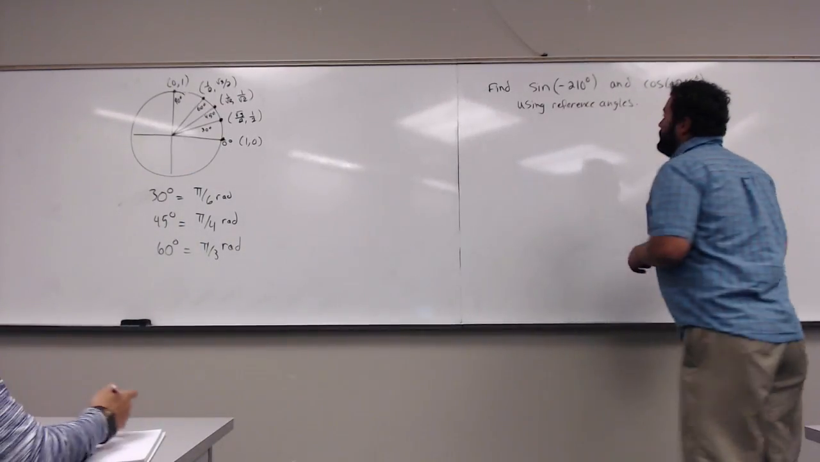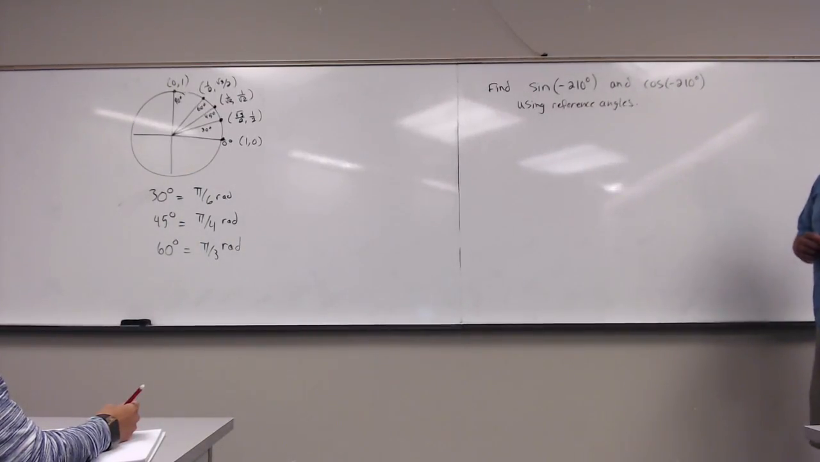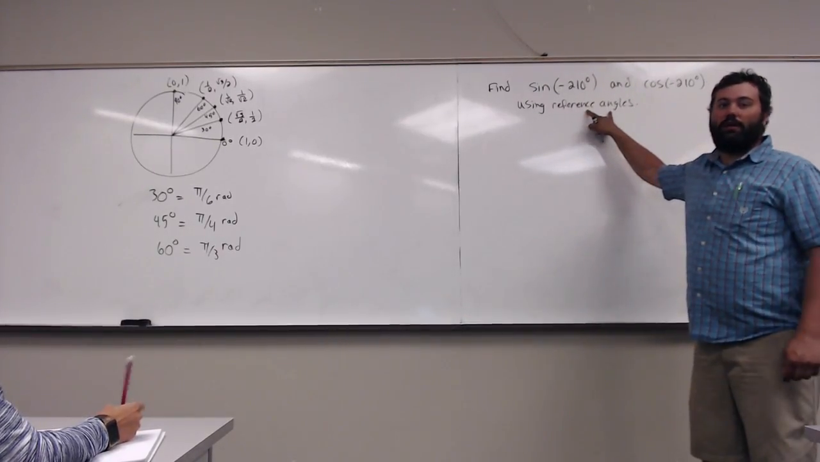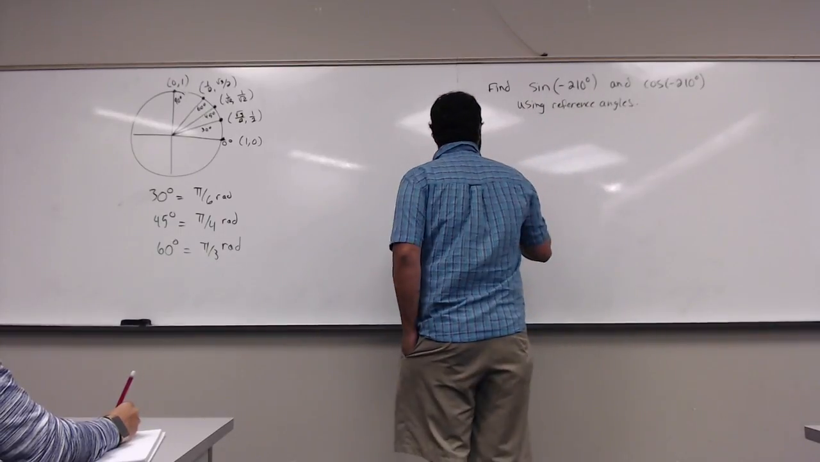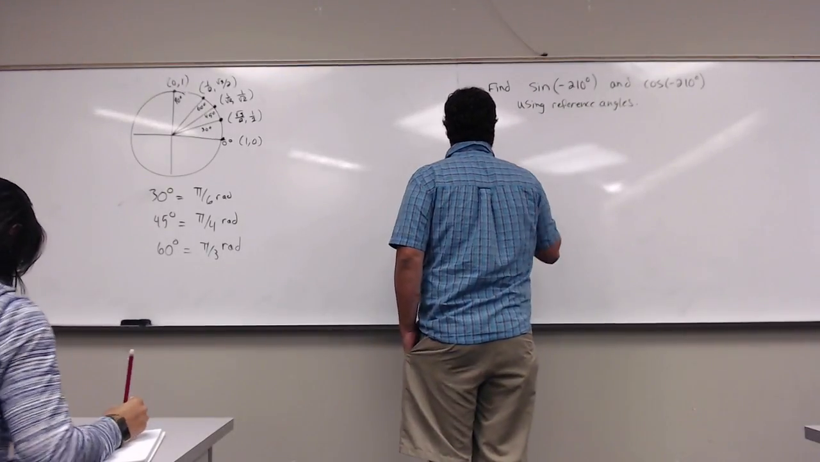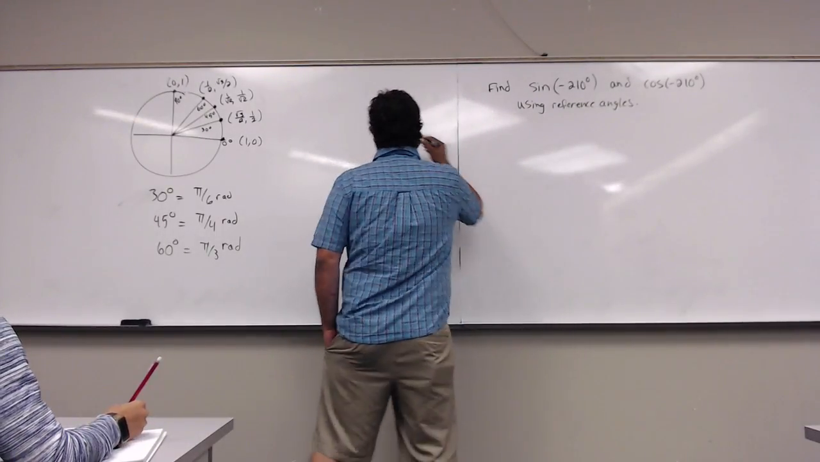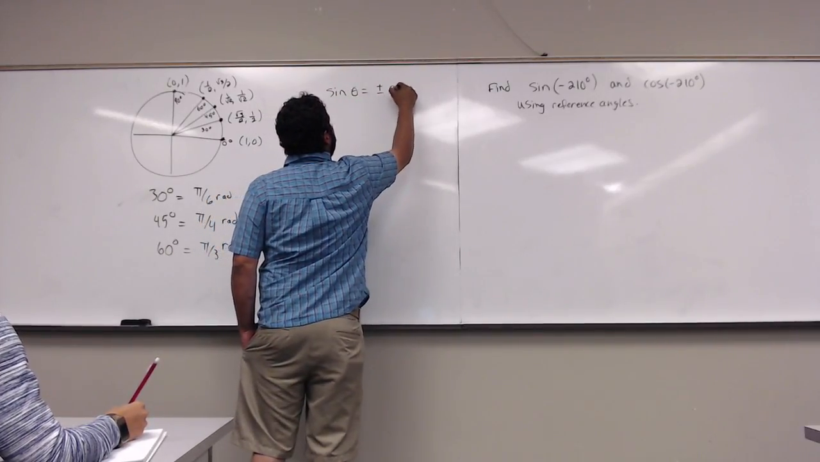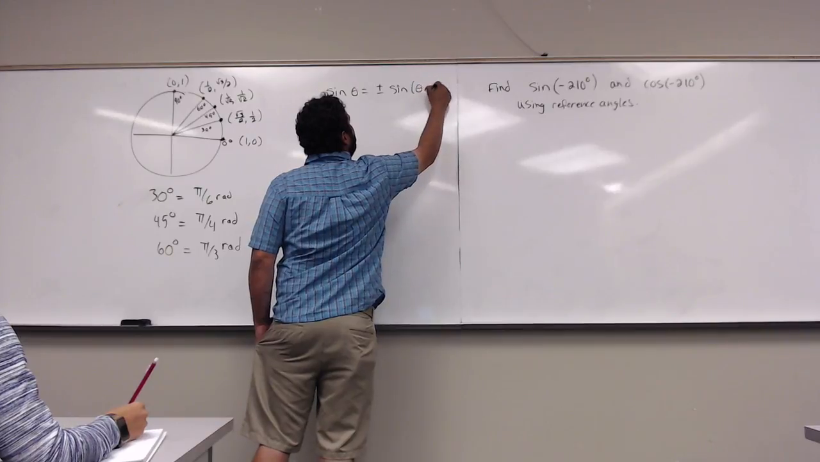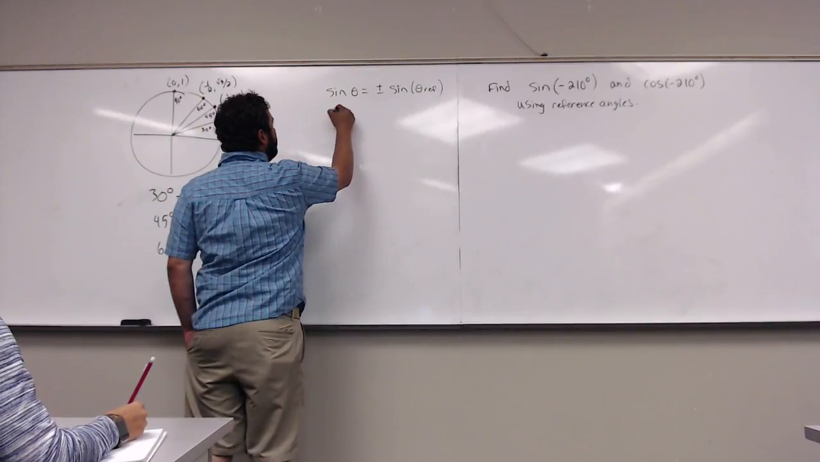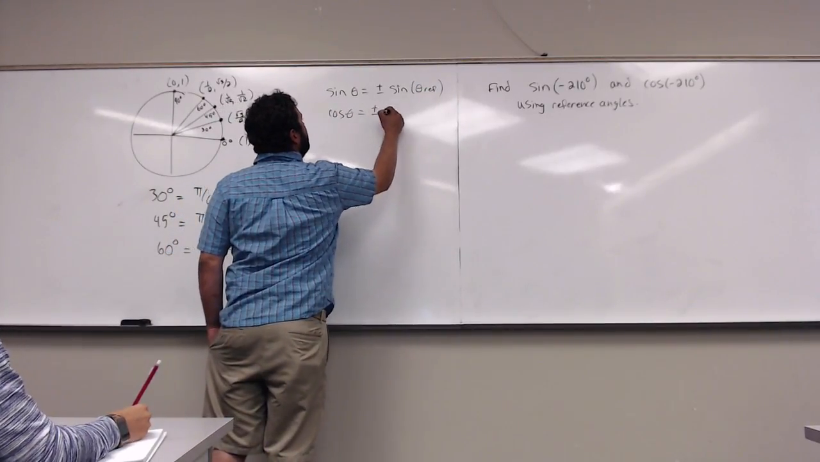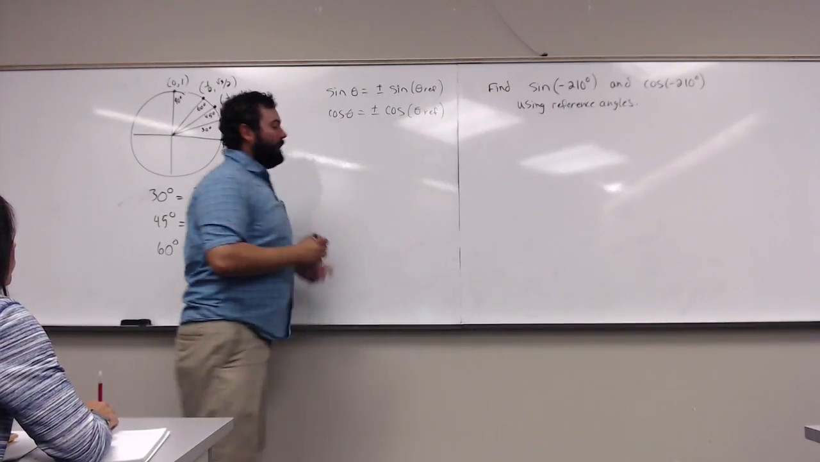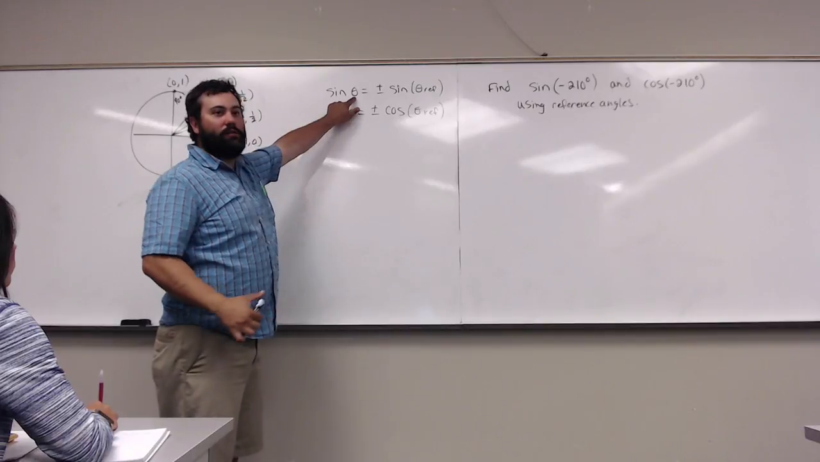Okay, so say I want to do sine of negative 210 and cosine of negative 210, specifically using reference angles. If you recall, sine of theta is the same as plus or minus sine of the reference angle. Same thing with cosine theta. It's plus or minus cosine of the reference angle. And then it just depends on the quadrant the angle's in, right?